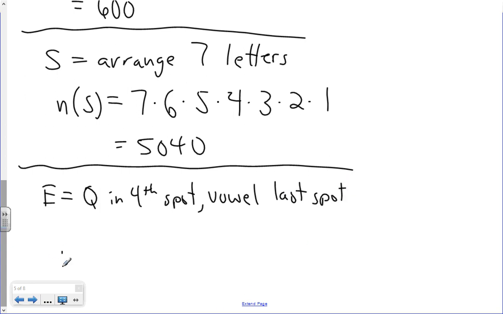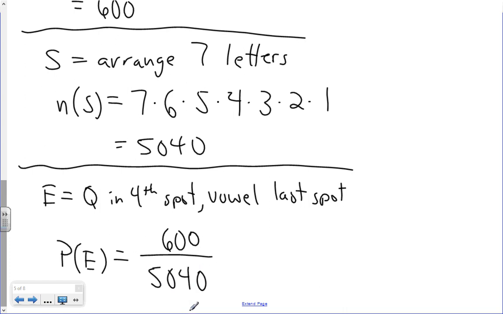So the probability of that event occurring. Well, it's the number of ways that we can get a Q in the fourth spot and a vowel in the last spot, which we found there were 600 ways to do that, divided by the number of outcomes in our sample space, which we calculated was 5,040. And again, you can leave your answer just like that. If you want to simplify it, you can certainly do that too, or write it as a decimal. But I'd prefer to see initially your calculation showing me the exact numbers that you're coming up with, and then you can simplify it from there, if you'd like.